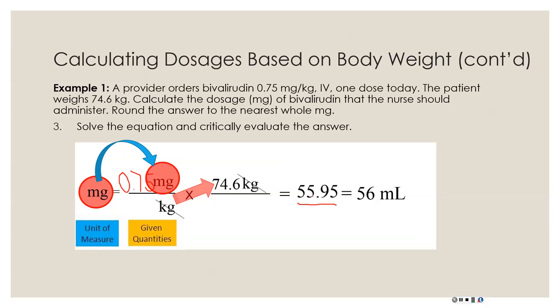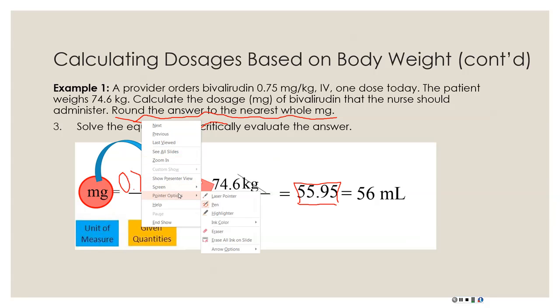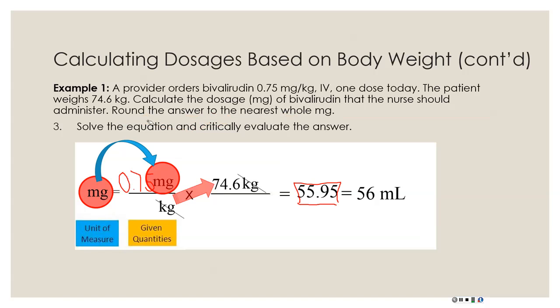So now when we move up and we look at what our directions said, we wouldn't want to just put in 55.95. We look at our directions and they say round the answer. Oh, this pointer is not easy to use, I guess. Okay, round the answer to the nearest whole milligram. So when we look at the whole milligram, we are going to round to a whole number here. So we wouldn't have anything after the decimal point.